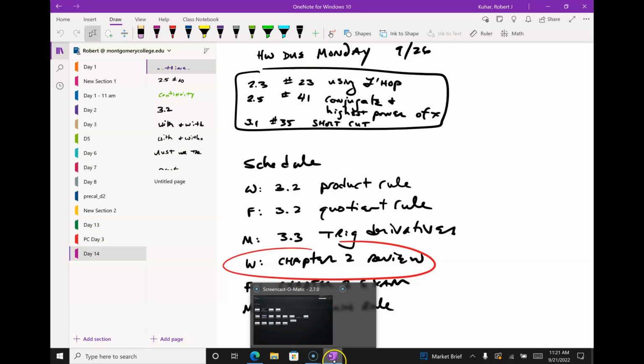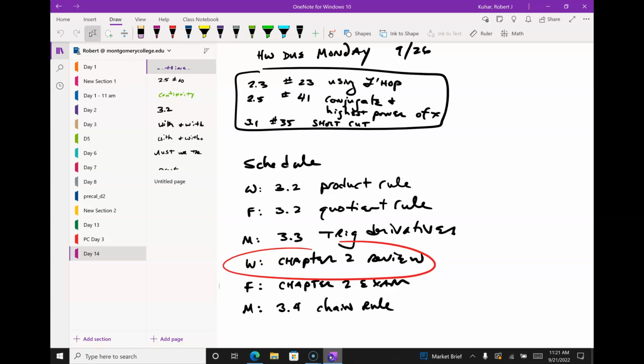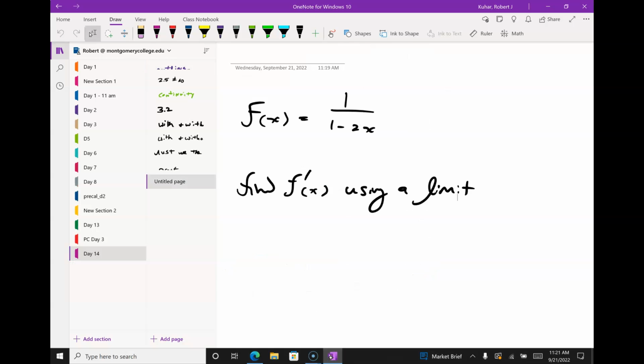So we had a request to do an LCD problem, right? So we're going to try and find f prime using a limit, and then we'll do a tangent line.